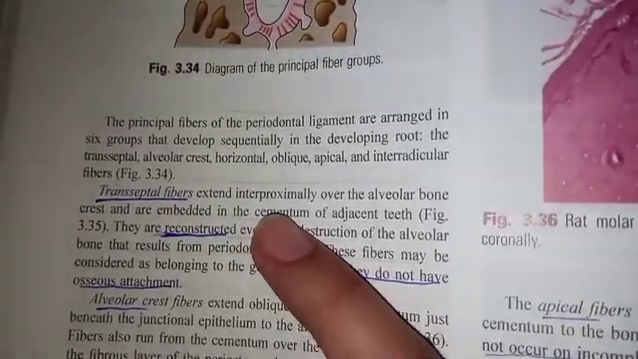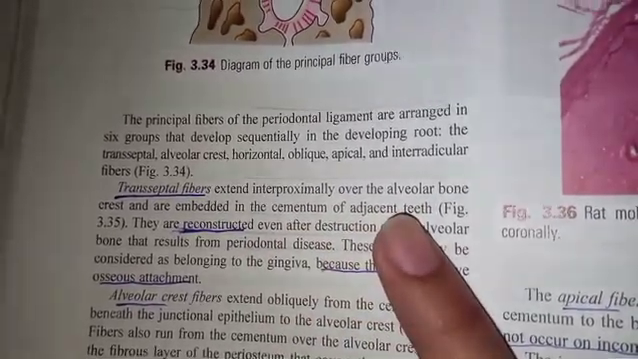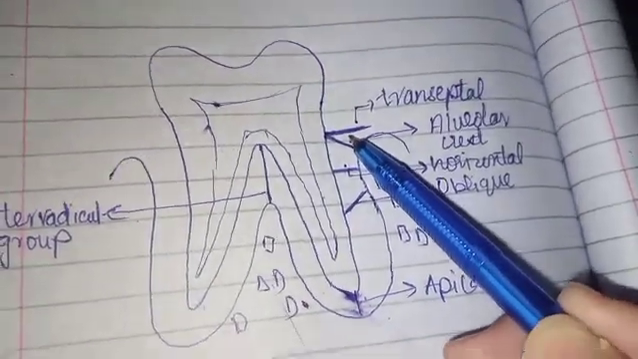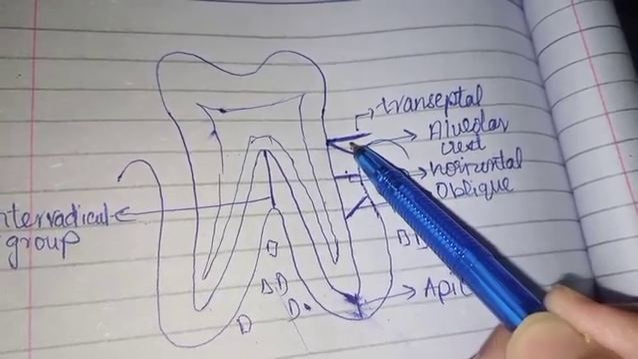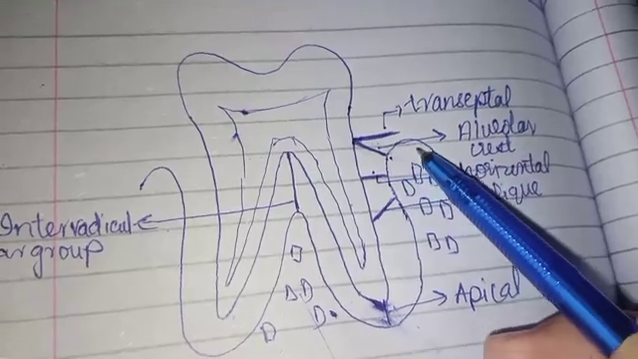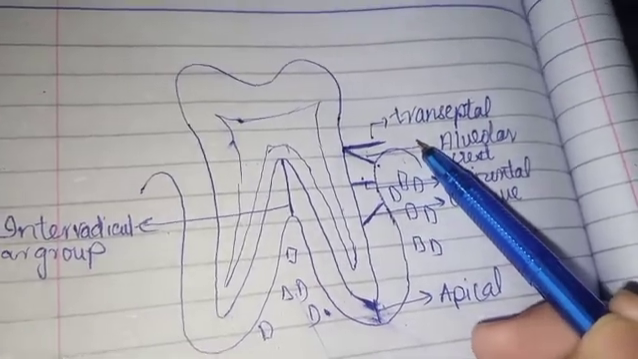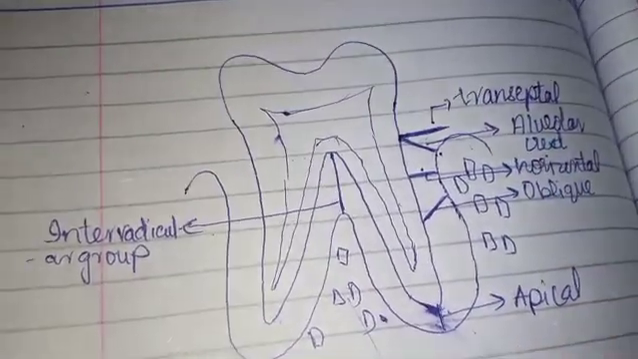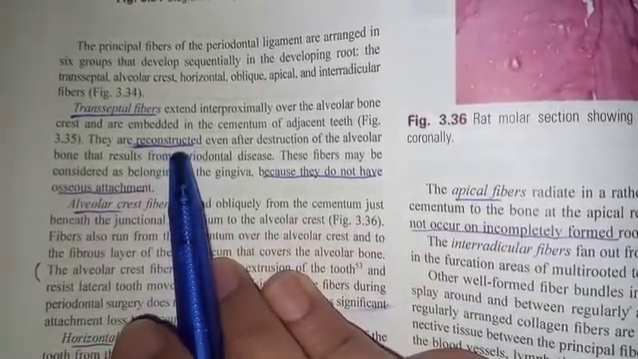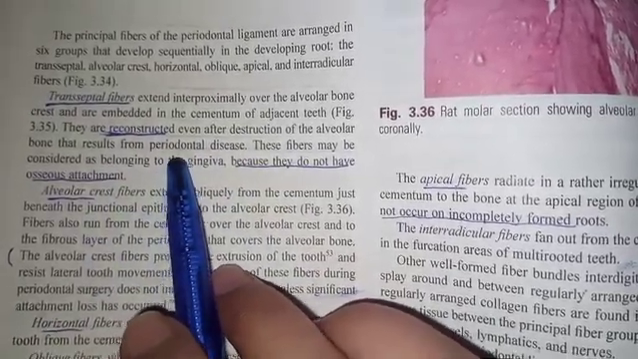Transseptal fibers run interproximally over the alveolar bone crest and are embedded in the cementum of the adjacent teeth. So these are transseptal fibers. Interproximally means in the interproximal area over the bone or the alveolar bone crest, and they are embedded in the cementum of adjacent teeth. They have a property that they are reconstructed even after the destruction of the bone that results from periodontal disease.